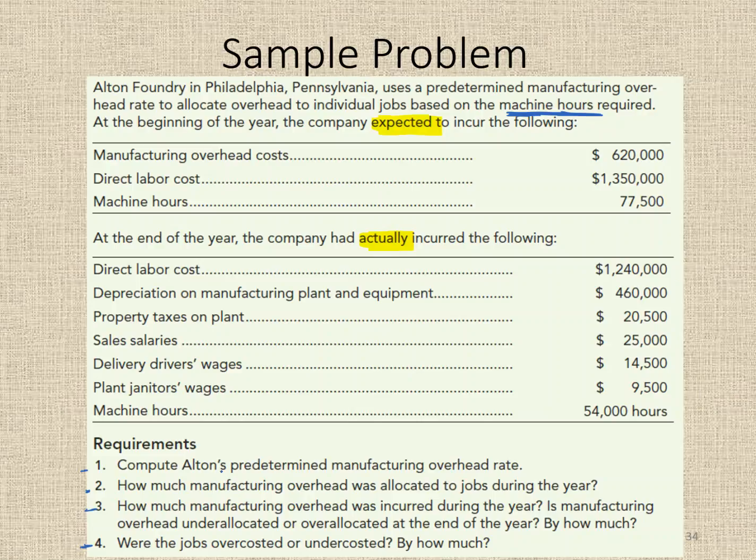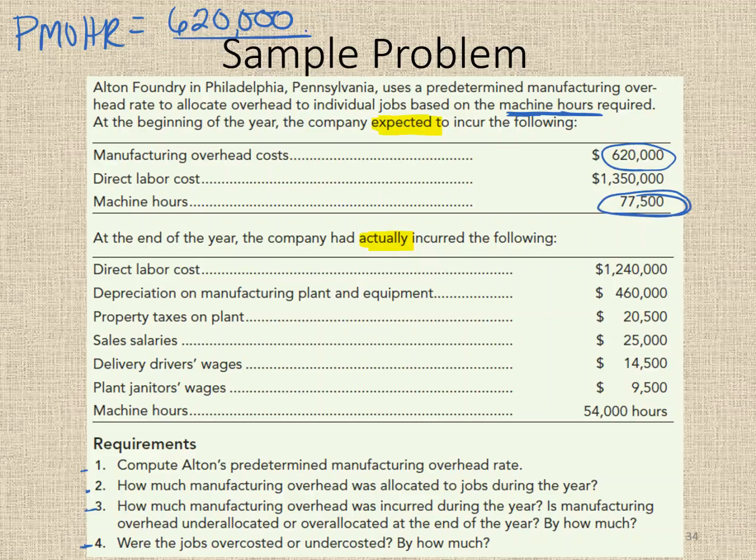So let's first determine the predetermined manufacturing overhead rate. Remember, the predetermined manufacturing overhead rate is the total estimated manufacturing overhead cost divided by the total estimated amount of the allocation base. So our total estimated manufacturing overhead in this particular example, estimated, expected, is going to be $620,000. So we'll take 620, that's our numerator, and we're going to divide that by our allocation base, which is 77,500 machine hours, remember.